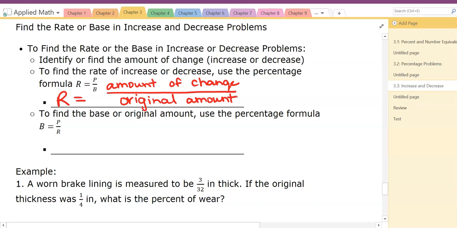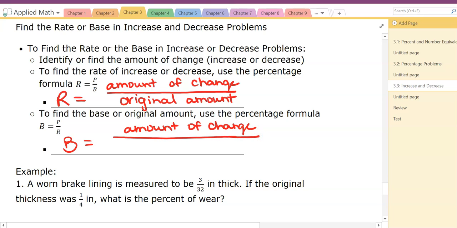If you were wanting to find the base or you were wanting to find the original amount, so like where you started from, we used the base percentage formula, which was B equals P over R. And so P would still be that amount of change. So that doesn't change anything there. That's the same as it was in the first formula. And then R would be your rate of change. So that would be your percentage that they're giving you in the problem.